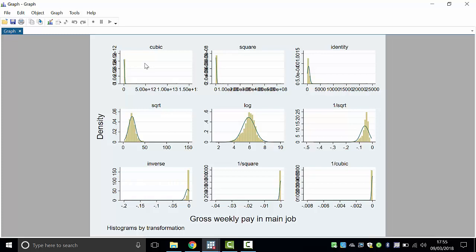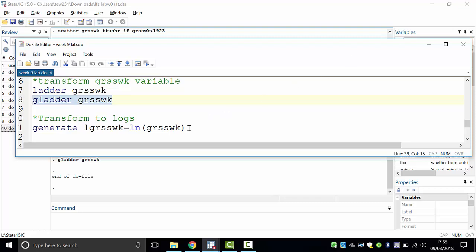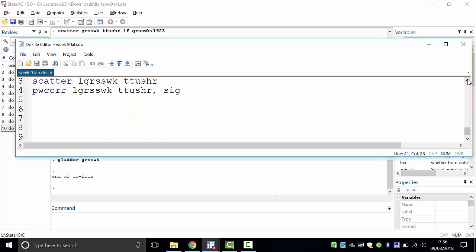So log transformation really helps us to normalize the distribution of wages. In the last line, you generated a new variable called LGRSSWK by taking the natural logarithm of the old variable in the brackets. If you run this last code, you will have the new variable LGRSSWK appearing at the bottom of your observations list. Now scroll down to the last bit, and don't rush.